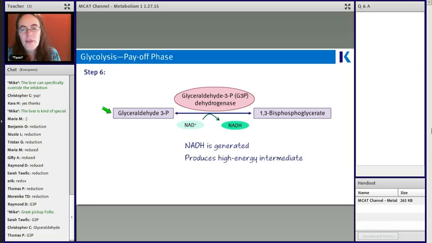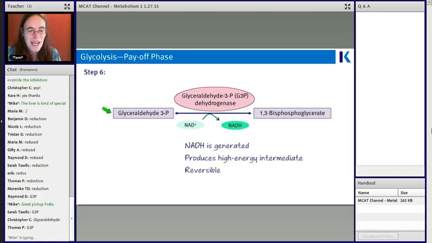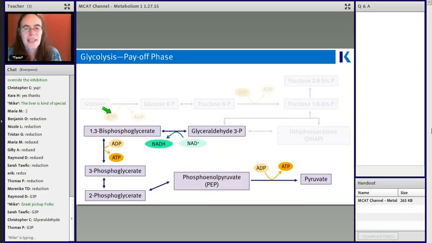Then we have to think about the fact that this is our high energy intermediate, our 1,3-bisphosphoglycerate. Those phosphates are getting kind of close to each other here. So it's very high energy. This, unlike some of the other steps, is indeed a reversible step. You'll be seeing that when you do Metabolism 2. We will talk about how some of these are reversible and why we would want to reverse them. Now, that's hit that. Now we're going to hit step 7 here.